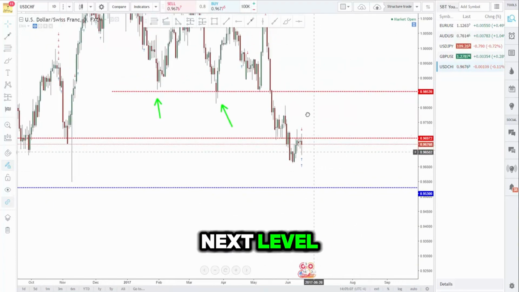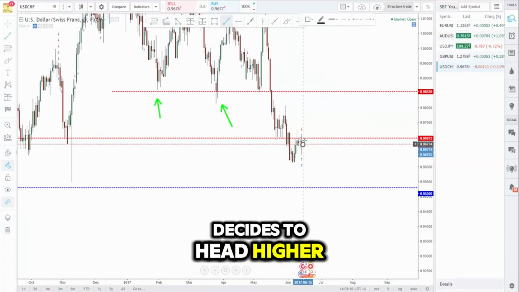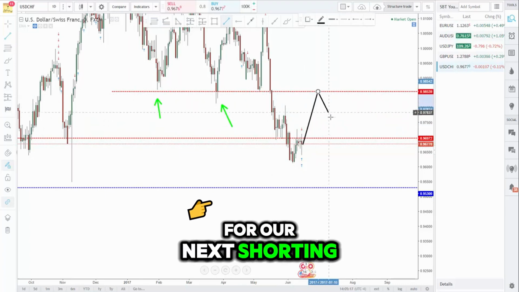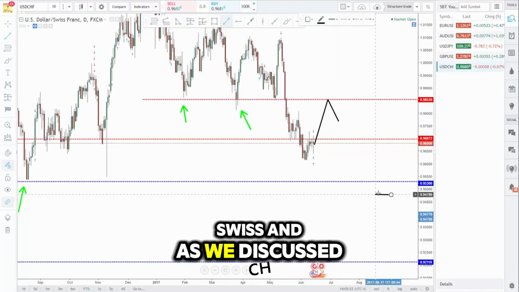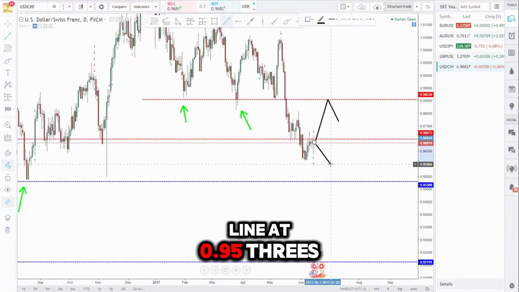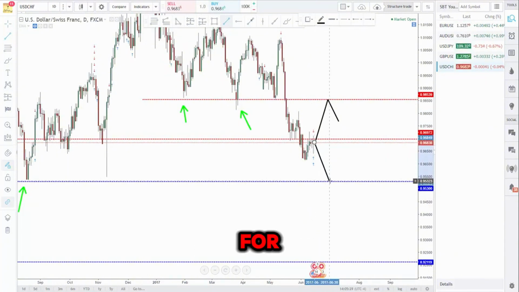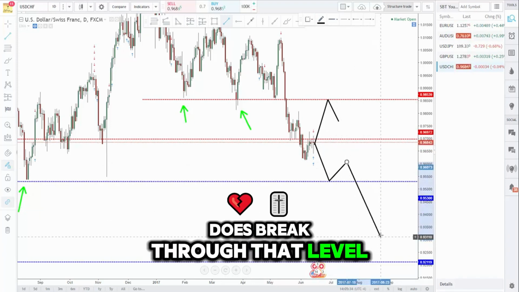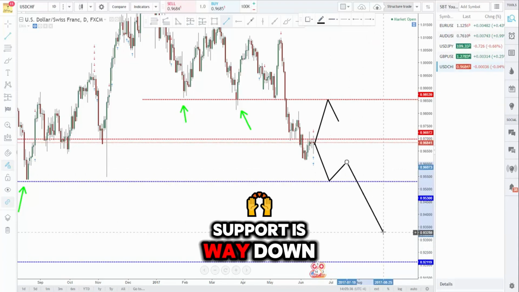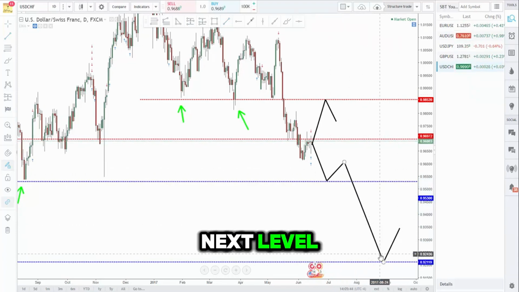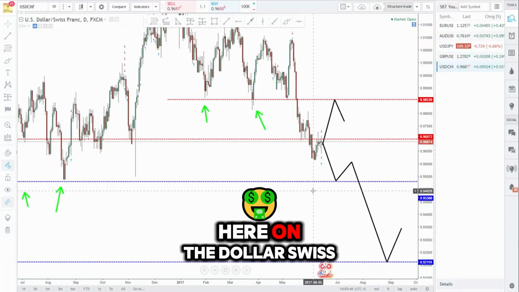As for our next level of resistance, if this market decides to head higher, we'll be looking at the 0.985 level for our next shorting opportunity here on the dollar Swiss. And as we discussed, for support, we're going to be taking a look down here at this first blue line at 0.953 for our next possible long opportunities in this market. And if the market does break through that level, our next level of support is way down at the 0.921 area. And that will be the next level that we'll look for long opportunities here on the dollar Swiss.